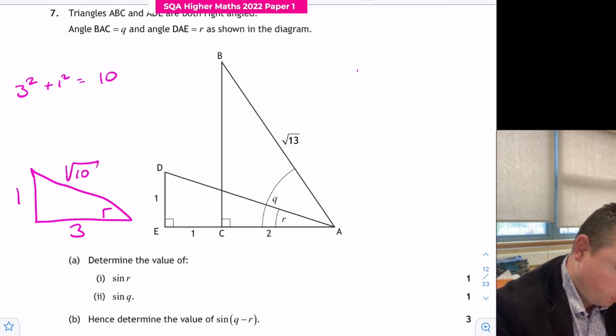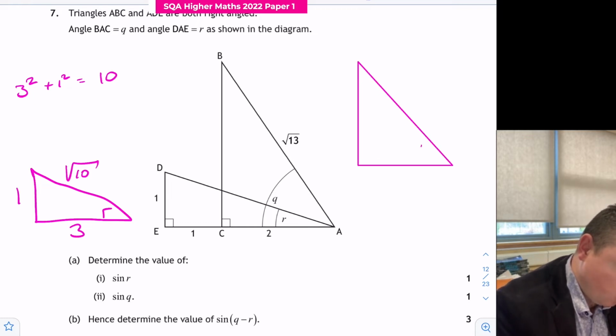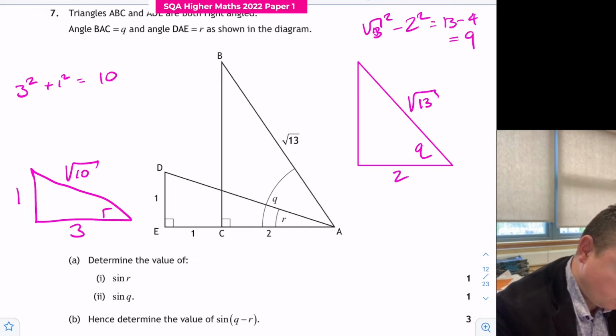We can do the same for the Q triangle. If I just do that at the side, if I call this Q, then on the hypotenuse we've got root 13, and on the bottom we've got 2. So by Pythagoras, root 13 squared minus 2 squared is 13 minus 4, which is 9. So the square root of 9 is 3. So nice and simple then.